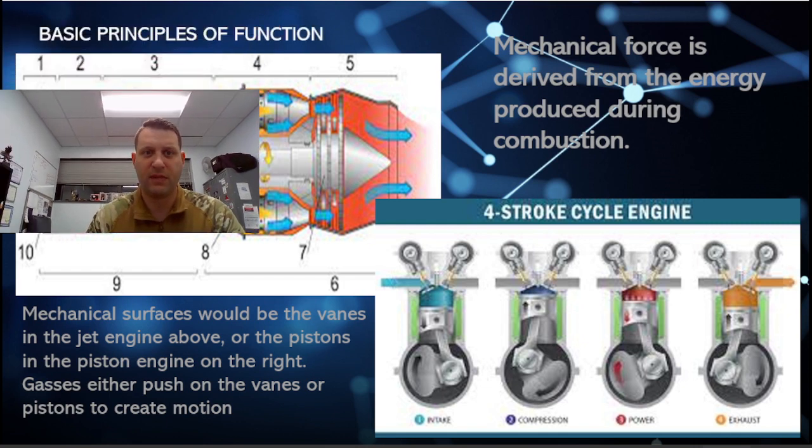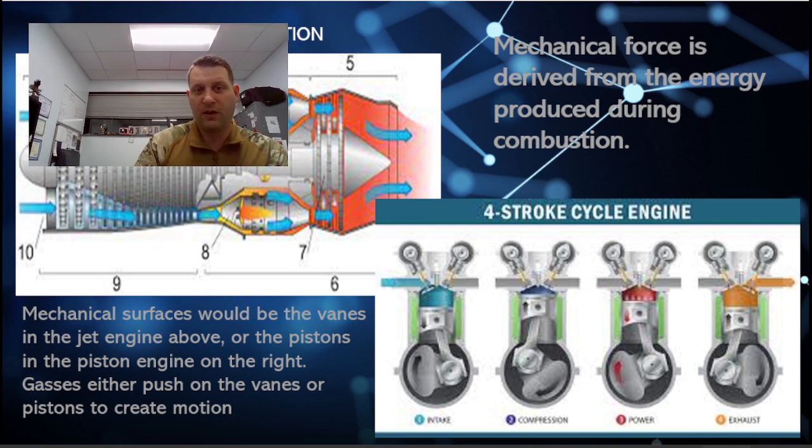Just to reiterate, mechanical force is derived from the energy produced during combustion, and mechanical surfaces would be the vanes in the jet engine or the pistons in the piston engine on the right. Gases either push on the vanes or pistons to create motion. So if you look here on the bottom right, this is your rotating assembly, this is your piston, your mechanical machine that is making contact with the combustion and receiving the energy as a result of the combustion.